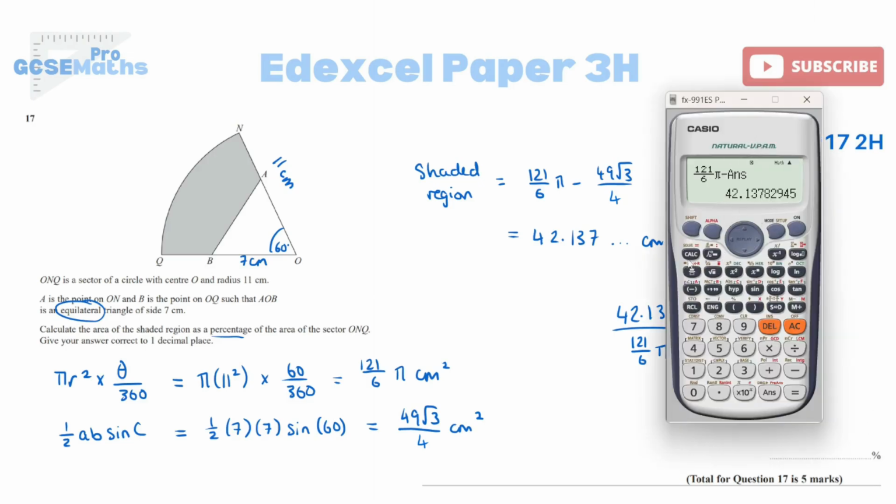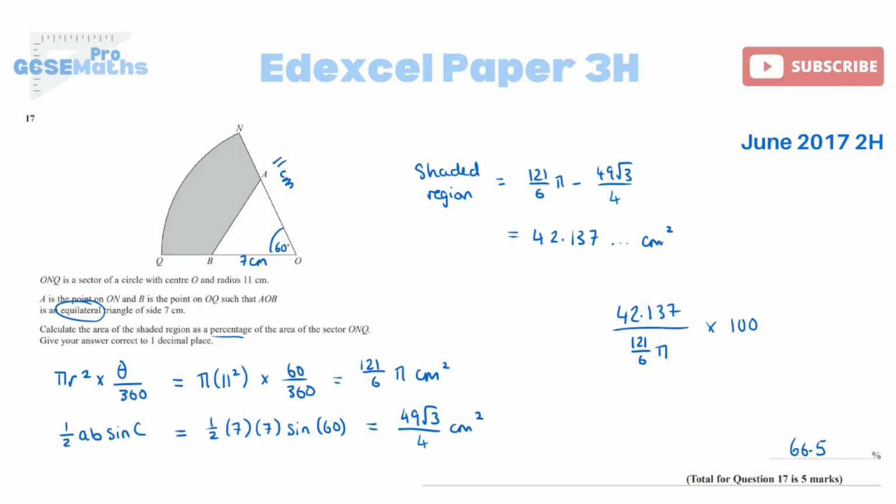So I'm going to copy all of my decimals from my previous answer. And because I wrote down the pi version of the sector, I know that that's exact as well. So then I've got that, obviously times by 100. 66.5, they've said to one decimal place. 66.5%.